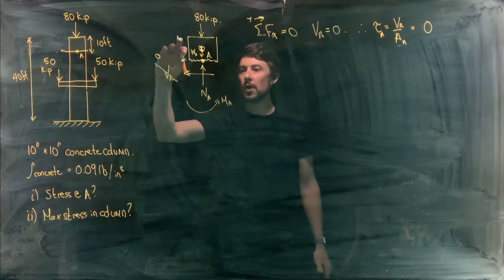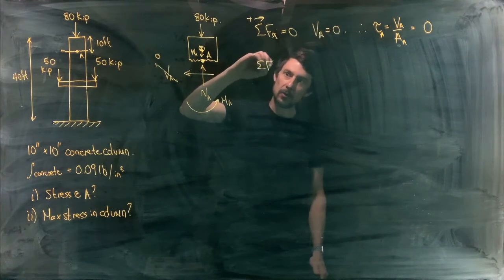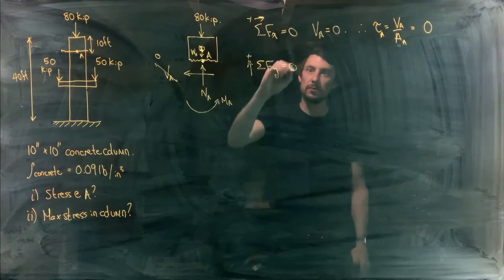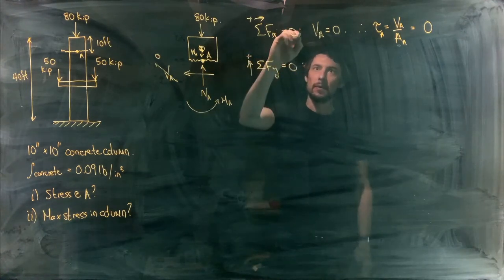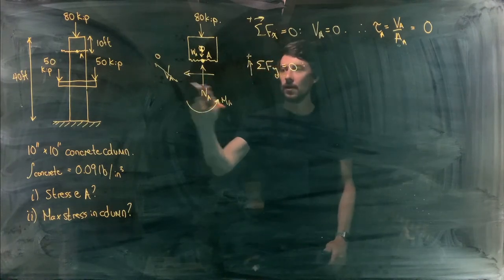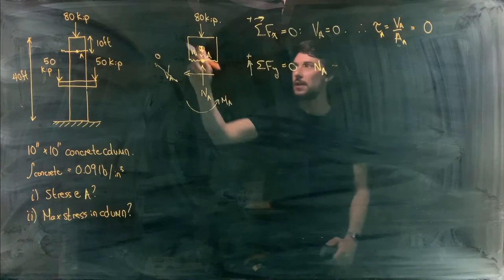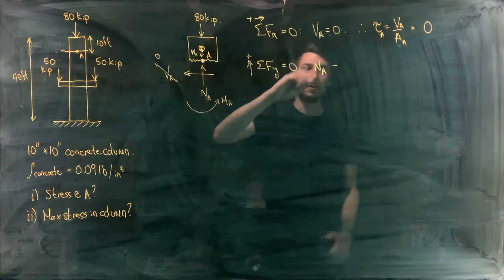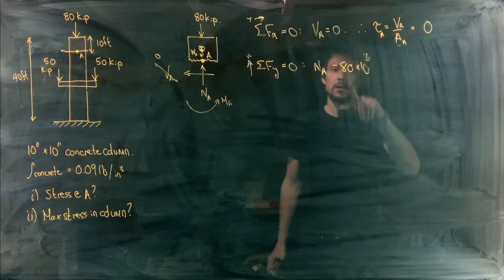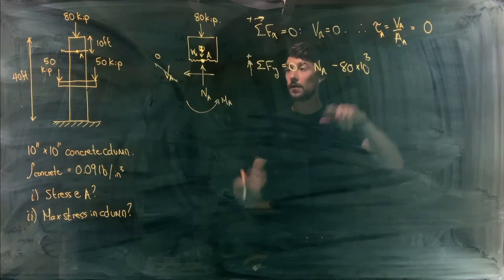Okay, let's do the normal force now, and we get that by looking at the sum of the forces in the y direction. We'll set that equal to zero. Here we go. And what have we got? We've got the normal force, Na, upwards. And then acting downwards, we've got our 80 kip loads. So 80 times 10 to the 3 here, putting that into units of pounds.